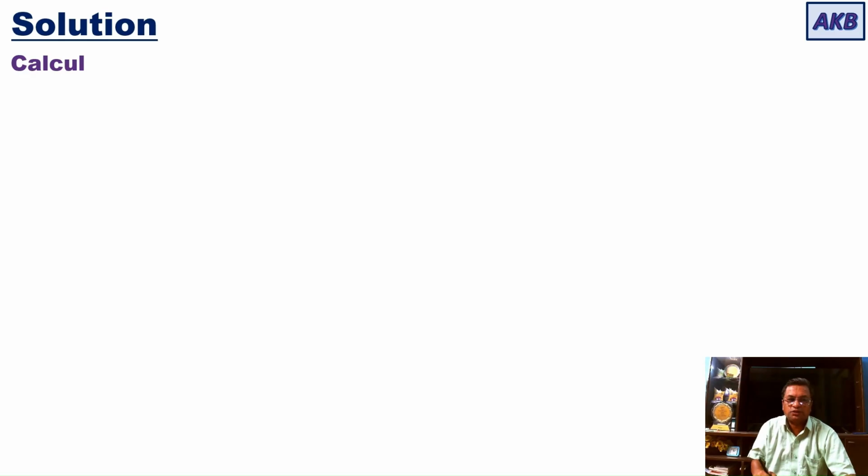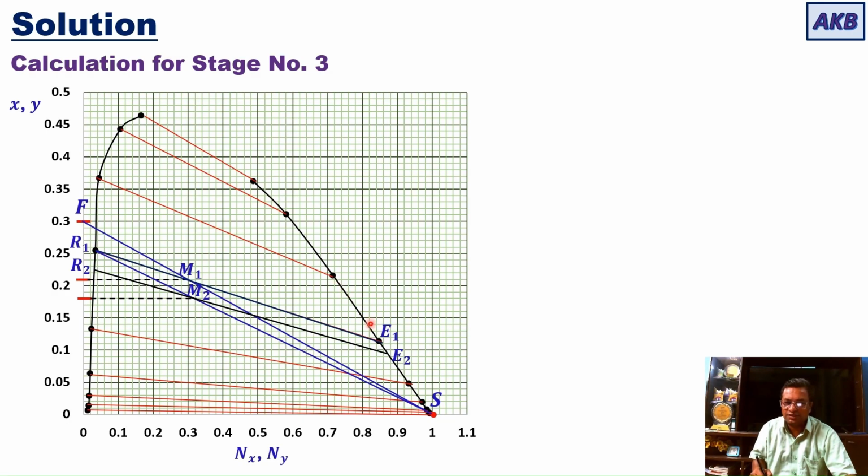Okay, now let us go for calculations for stage number 3. So again, we have this graph that was obtained at the end of stage number 2. Now the first thing that we will do in this case is we will connect R2 with S. This is to show that raffinate out of stage number 2 is contacted with fresh solvent. So R2 is connected with S.